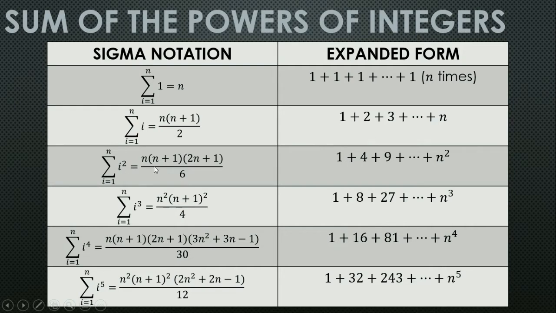Yung i squared, ito yung formula. Yung i cubed, ito. Yung i raised to 4, ito. At yung i raised to 5 ay ito. So, yung mga succeeding formula, pwede yung ma-derive gamit ang telescoping sum property. Makikita yan mamaya sa isang example natin. Okay? So, be mindful sa mga formula na ito.